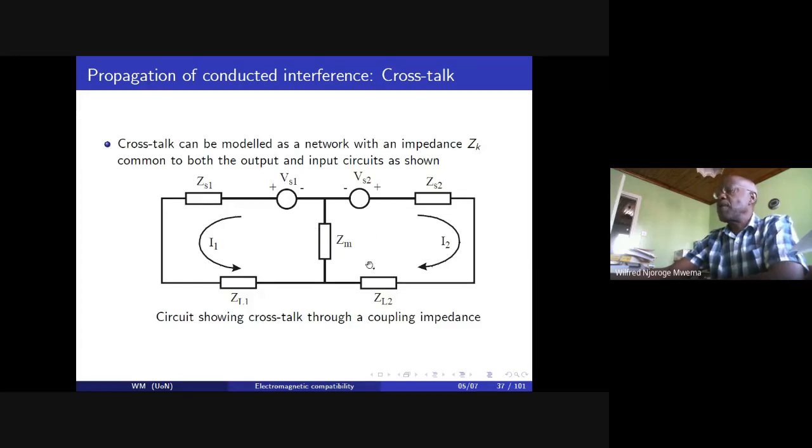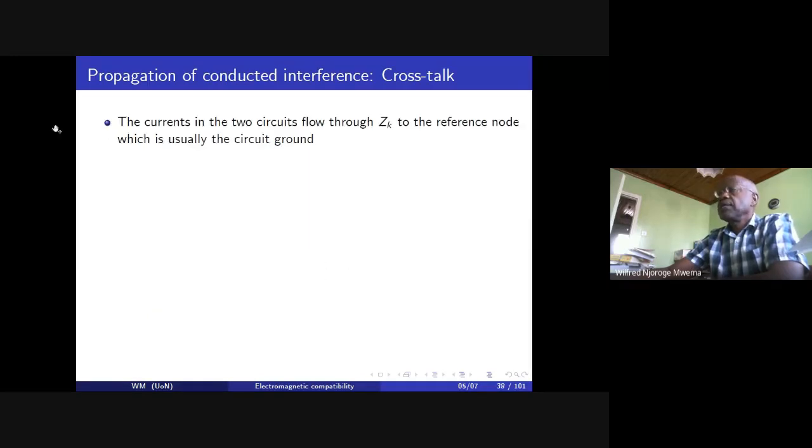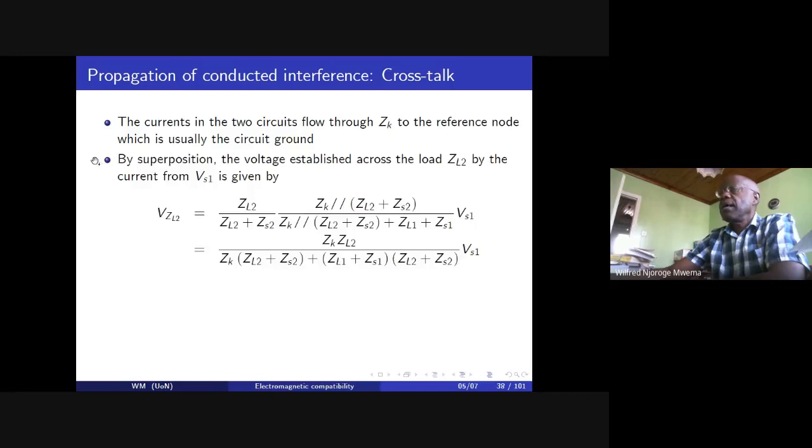This gives you a nice reminder of your circuit theory in the second and third years, the ECT that you dealt with. So the currents in the two circuits will flow through Zm to the interference node, which is usually the circuit ground. And by superposition, the voltage established across the load ZL2 by the current from Vs1 is therefore going to be given by that expression there.